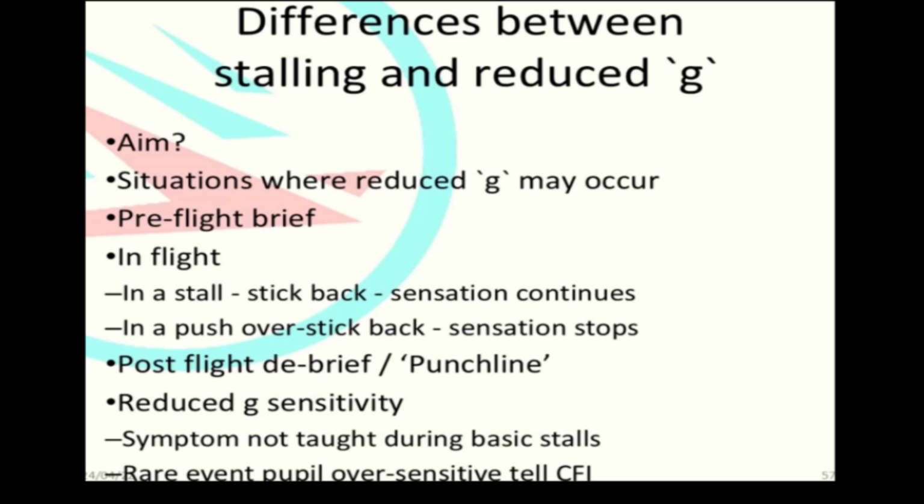Interestingly, on the reduced G, when we're teaching stalling, we never talk about the feeling of falling or a reduced G when we teach stalling initially. The students will work that out for themselves. And again, we do not want them to have this link between a reduced G and a stall. The two are separate.